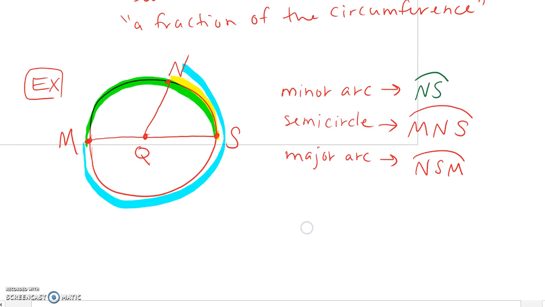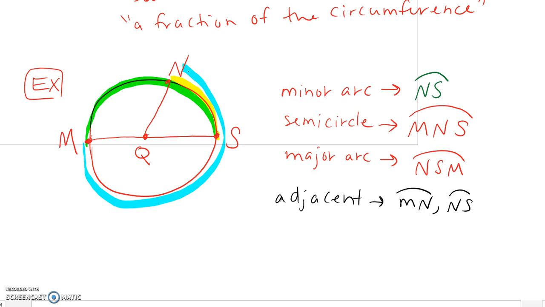Other things that they might ask, you need to be able to find 2 adjacent arcs. If they use the word adjacent, it means next to each other. So if they ask you for adjacent, like MN and NS are adjacent because going from M to N and N to S, you'd go right next to each other.